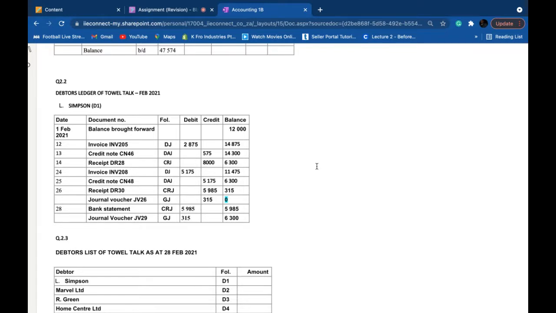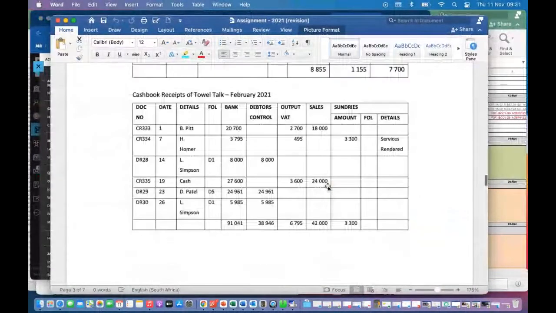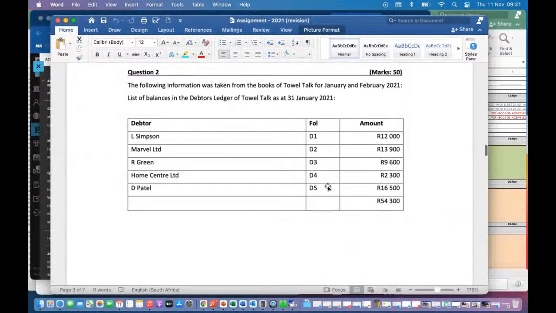Simpson, which again should have been easy for you guys because we did this in Unit 7, in 1A. What do you need to do here? Simply going back to the information that we've been given, and we say, okay, cool. How do we find the opening balance for L. Simpson? We have to look at last month's debtors list, and we see his balance was 12,000. So we know that's the opening balance on his individual ledger account.